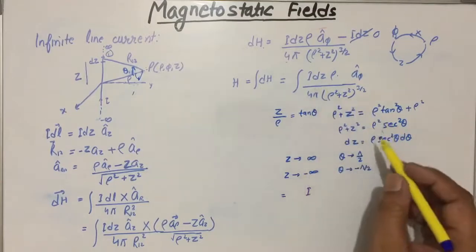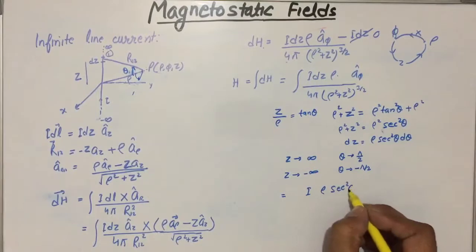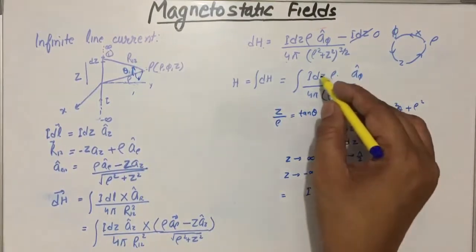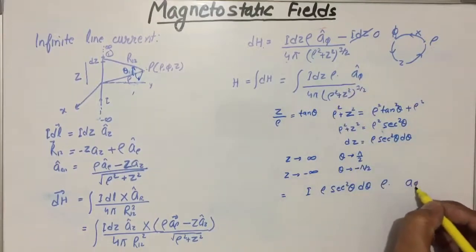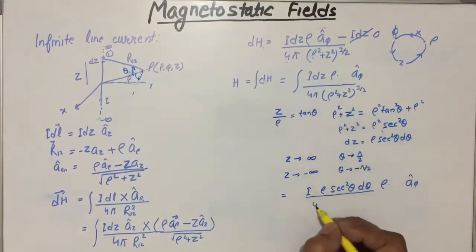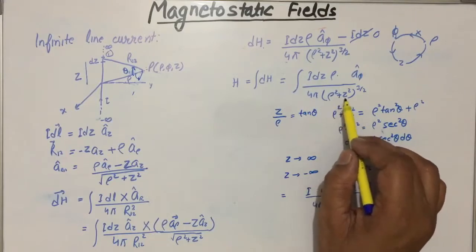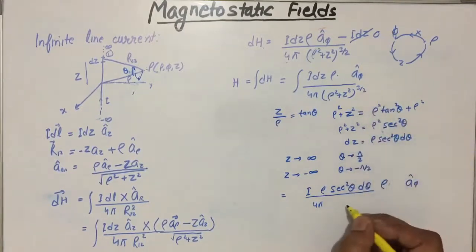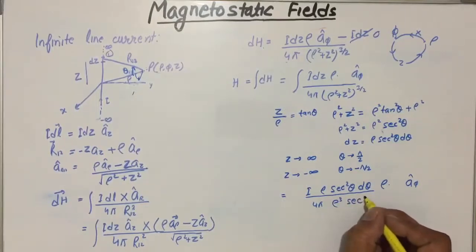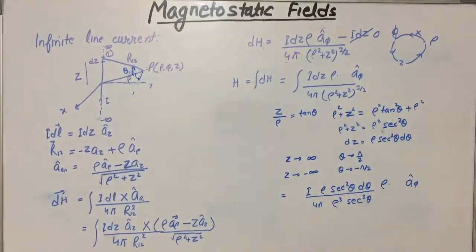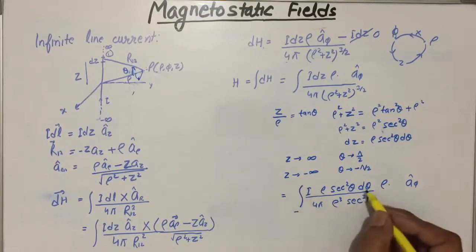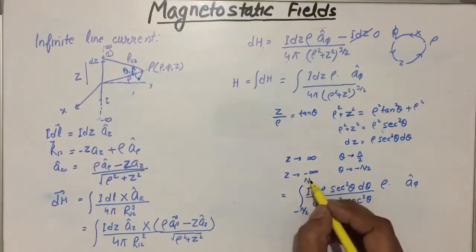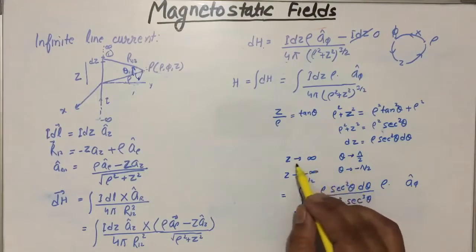I dz will be rho sec square theta d theta, and rho will be here, in the direction of a phi, divided by 4 pi rho square plus z square, which is rho square sec square theta, and as it is to the power 3 by 2, it will give rho cubed sec cubed theta. The limit when there was dz was from minus infinity to infinity, and now with respect to theta it will be from minus pi by 2 to pi by 2, as we have transformed the limit from z to theta.